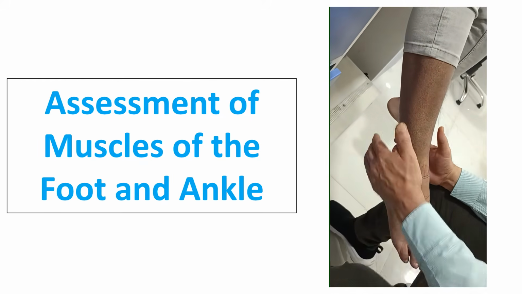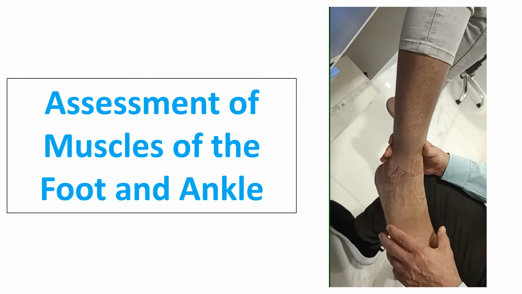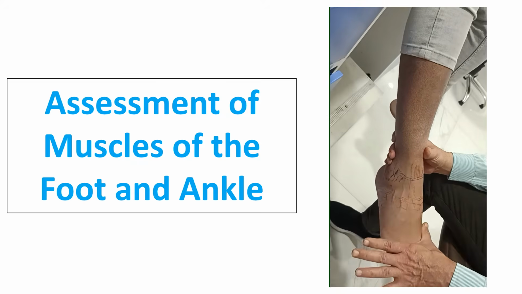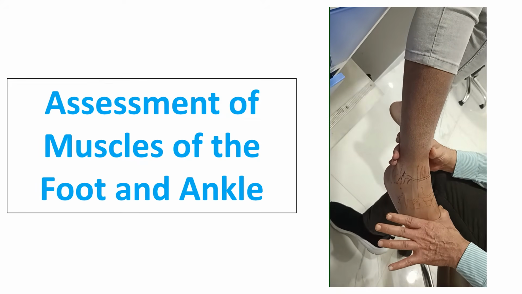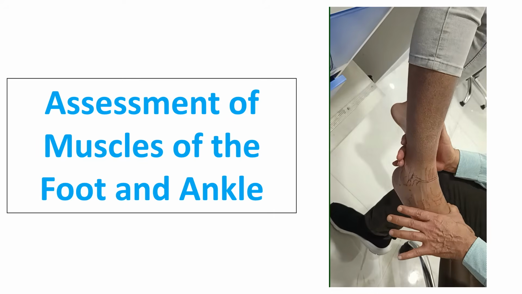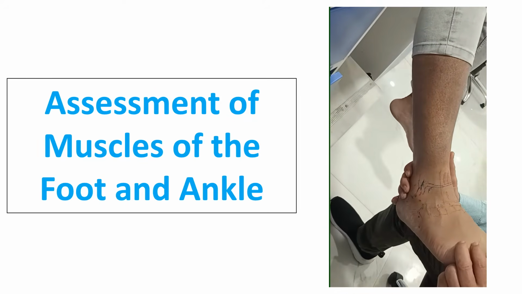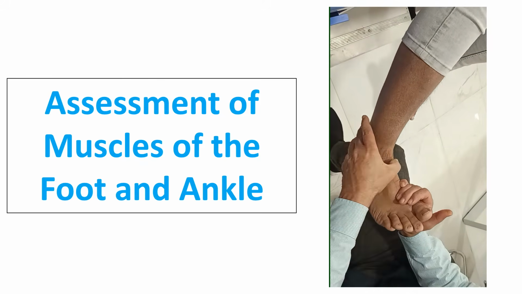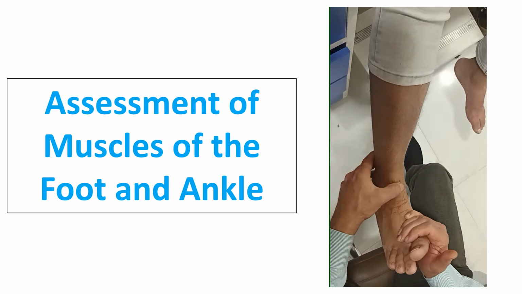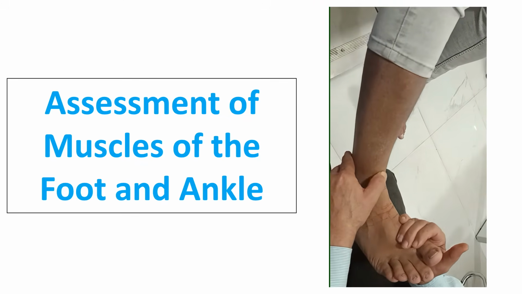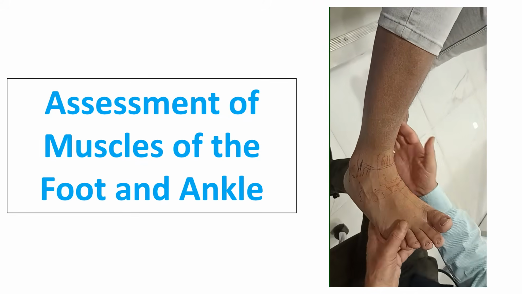For inverters, for tibialis posterior, you ask the patient to plantar flex and then invert. Here you are testing the inverter, that is the posterior tibial tendon. And then you ask the patient to dorsiflex and then invert. And you see this tibialis anterior is taut. In this position, you are testing the tibialis anterior.